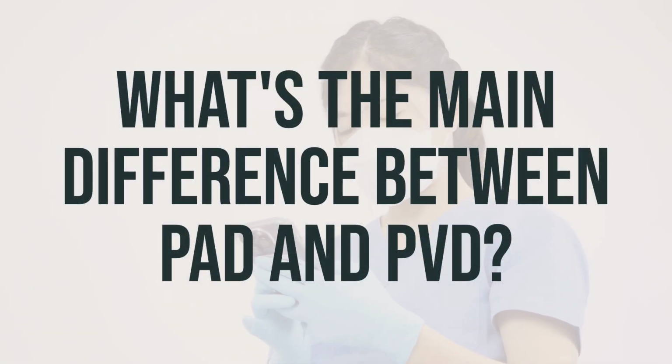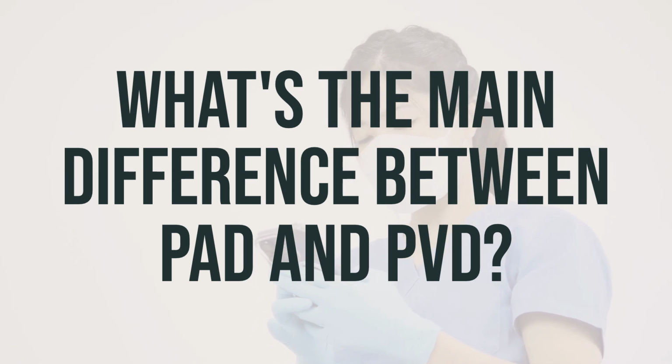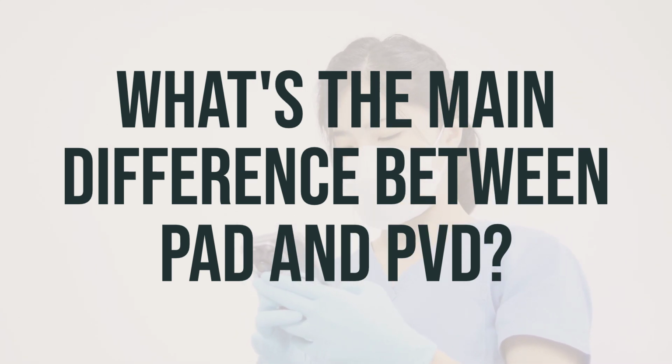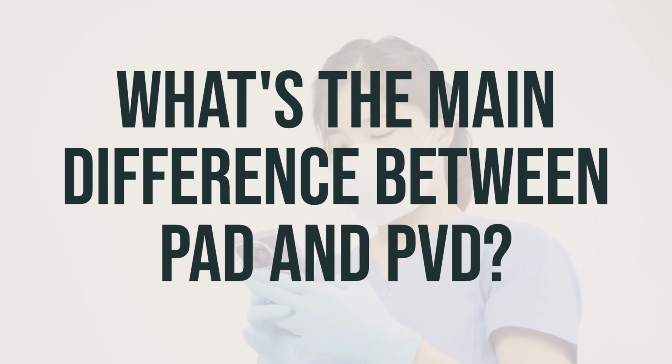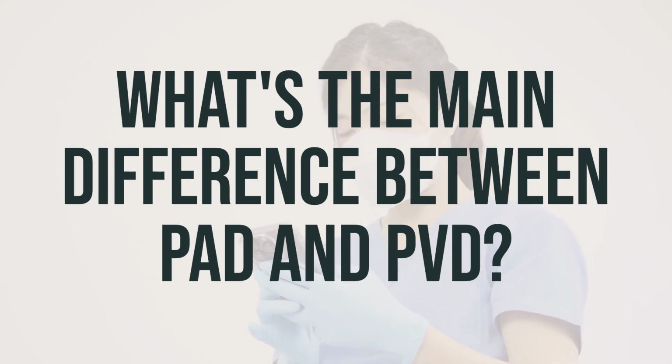So, what's the difference between peripheral artery disease, PAD, and peripheral venous disease, PVD? Well, it all comes down to the blood vessels involved. With PAD, it's all about the arteries. These are the vessels that carry oxygen-rich blood away from your heart to the rest of your body, and when they become narrowed or blocked, that's when PAD comes into play. On the other hand, PVD is all about the veins. These are the vessels that bring the blood back to your heart, and when there are problems with these veins, that's when you're dealing with PVD. So, in a nutshell, PAD is about issues with the arteries, and PVD is about issues with the veins.